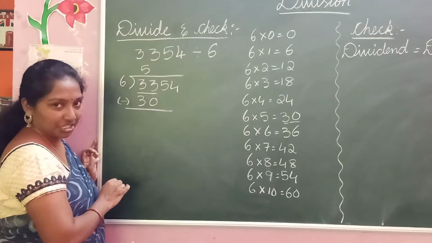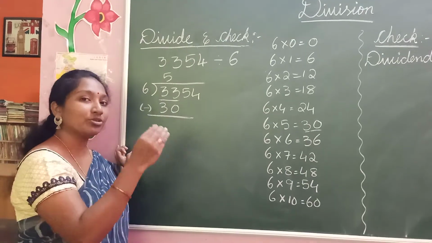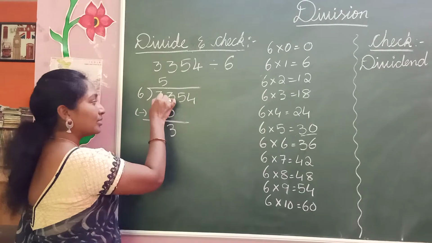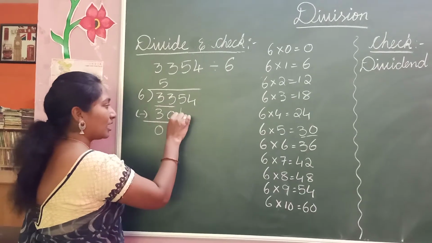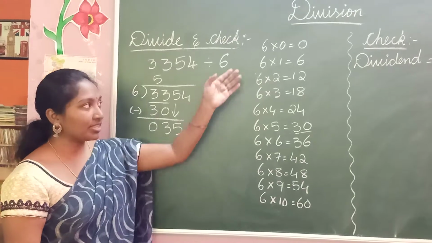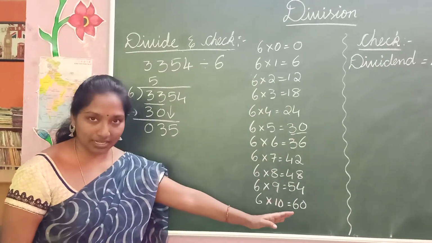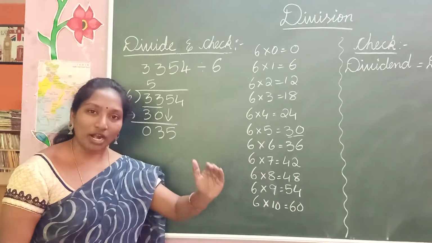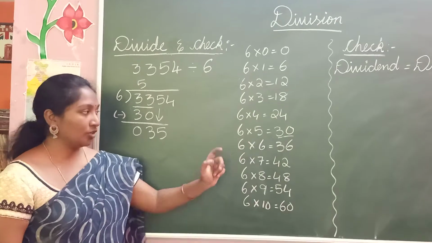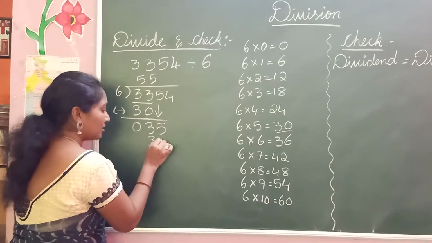Now do the subtraction. Why? Division is repeated subtraction. So here 3 minus 0 is 3, 3 minus 3 is 0. Carry on the next number, here 35. Again check whether 35 is there or not in the 6 table. In the 6 table you don't have 35, so take the smallest and nearest to 35, which is 30. So again take 6 5s are 30.